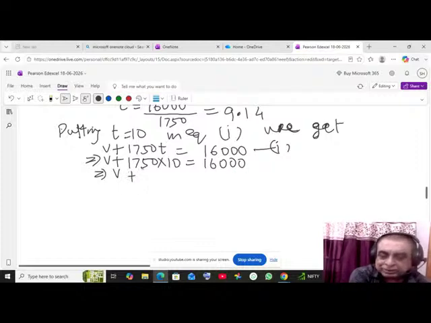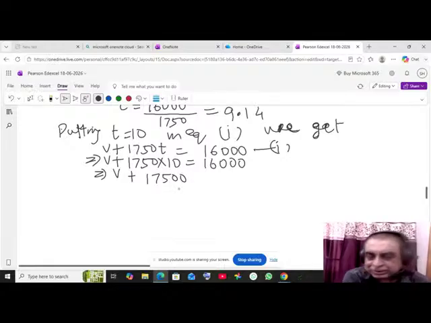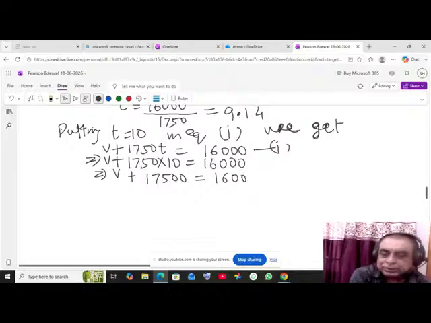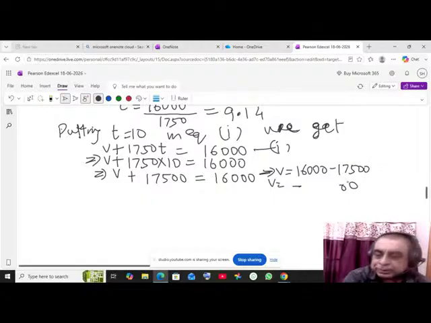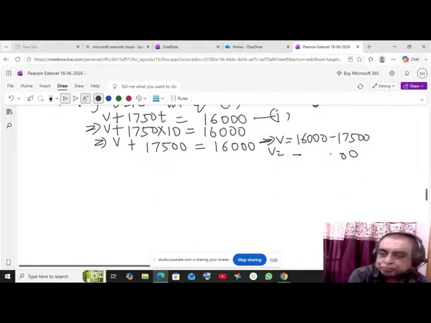V plus 1750 times 10, multiply it, just add a 0 at the end. 1750, copy down and add a 0 at the end, is equal to 16,000. So what is the value of V we are getting from here? The V value becomes 16,000 minus 17,500. So here a negative number will come. 0, 0, 5 minus 0 is 5, and 7 minus 6 is 1.